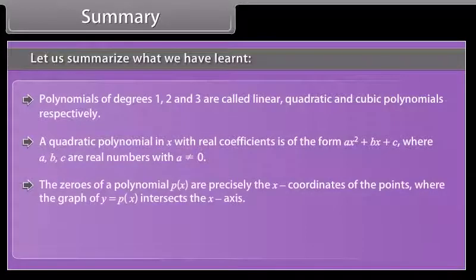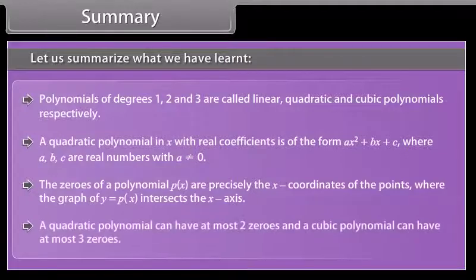The zeros of a polynomial p(x) are precisely the x-coordinates of the points where the graph of y is equal to p(x) intersects the x-axis. A quadratic polynomial can have at most 2 zeros, and a cubic polynomial can have at most 3 zeros.